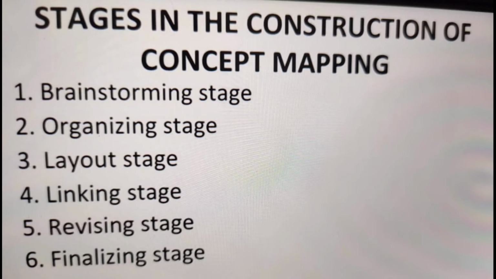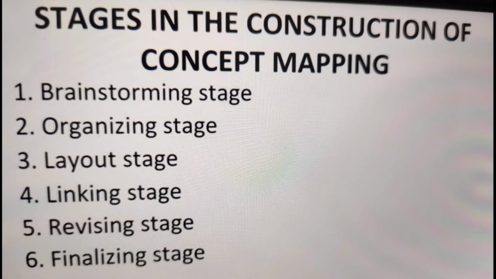Now let us see what are the different stages in the construction of concept map. First one is brainstorming stage. Here we are thinking or recalling our previous knowledge about that, and the organizing stage is the second stage, then the layout stage, linking stage, revising stage, and at last the finalizing stage. Now let us see each stage in detail.